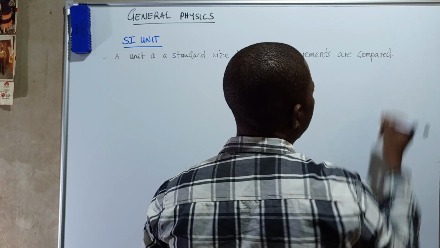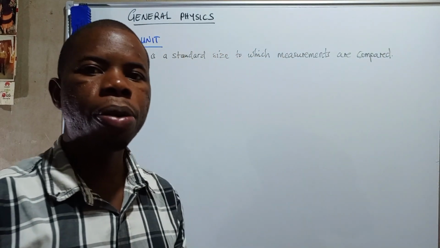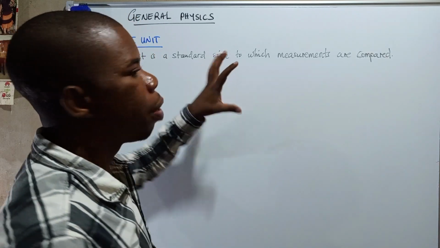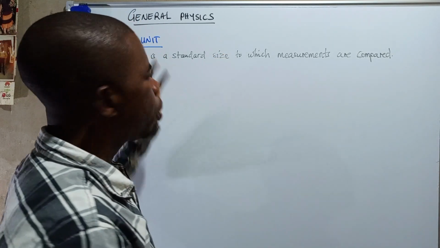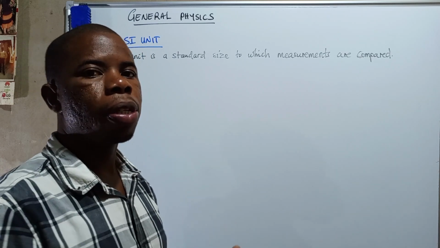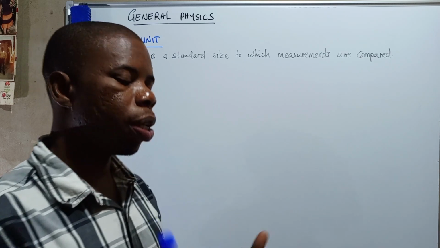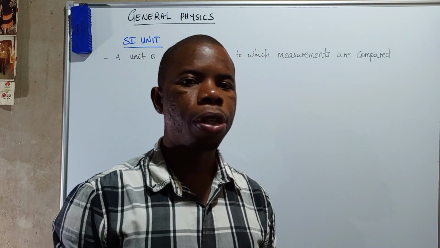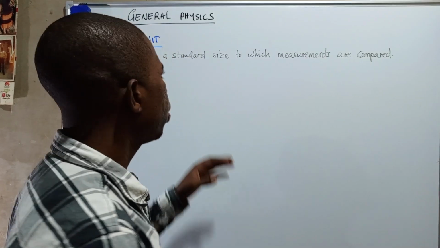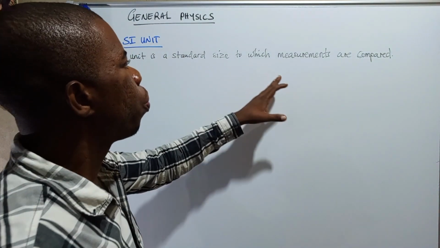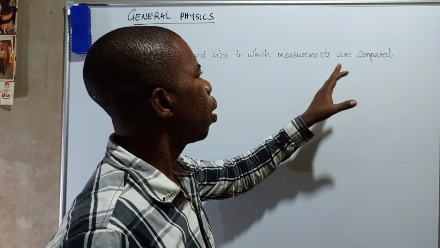So many, when they're studying physics, ignore these very, very simple concepts, which actually make up what physics is. Because physics is the build-up of small concepts. When we put them together, then we make what is called physics. So in physics, you need to understand what a unit is: a standard size to which measurements are compared.